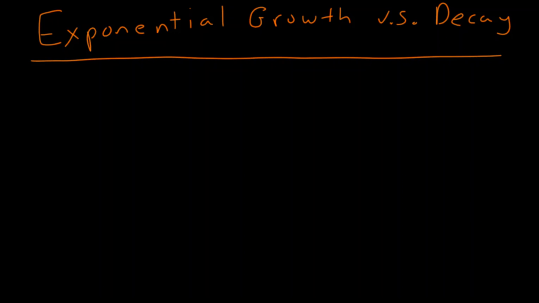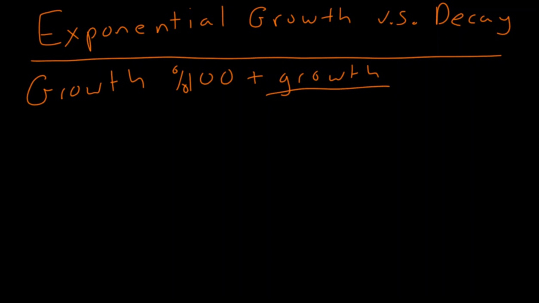All right. Now, for the rest of this lesson, we're going to talk about simple exponential growth versus decay. And there's one principle that you have to really understand. Whenever we talk about growth, you're always going to be starting out at 100% and you're going to be adding the amount of growth. Okay? And so let's kind of talk about an example.